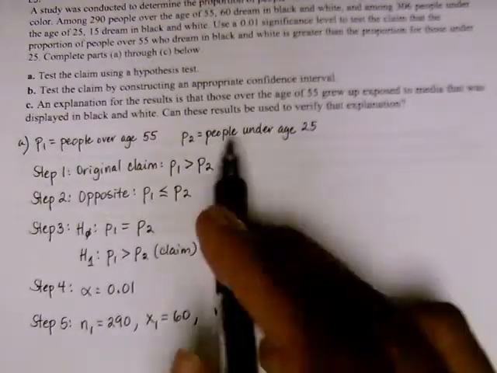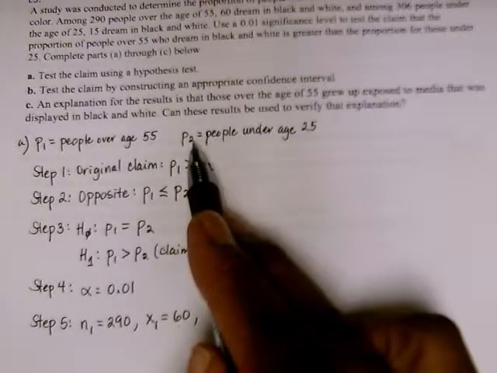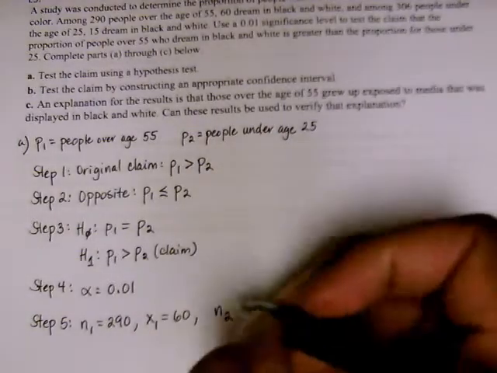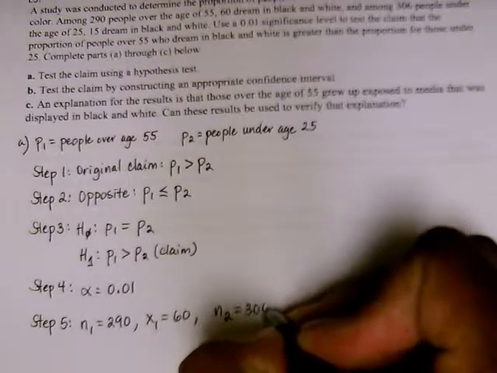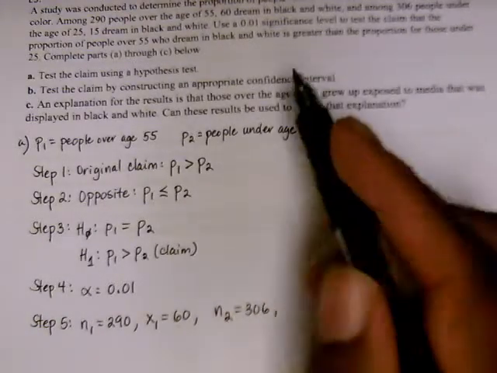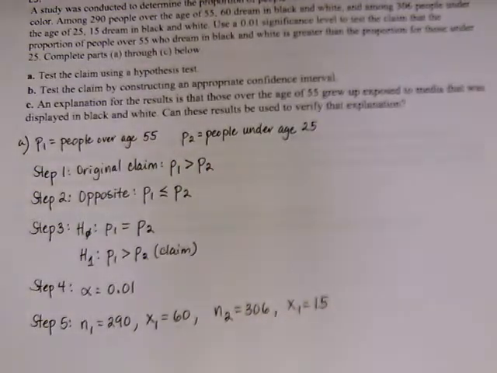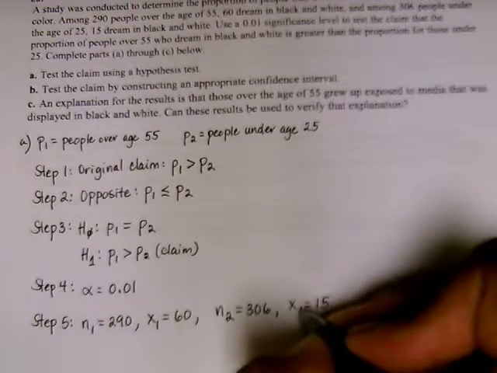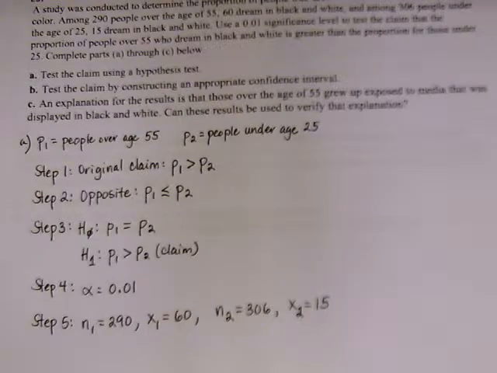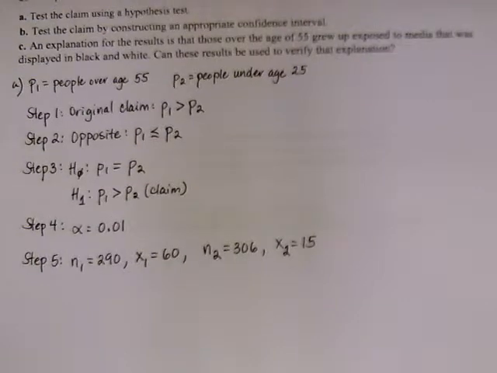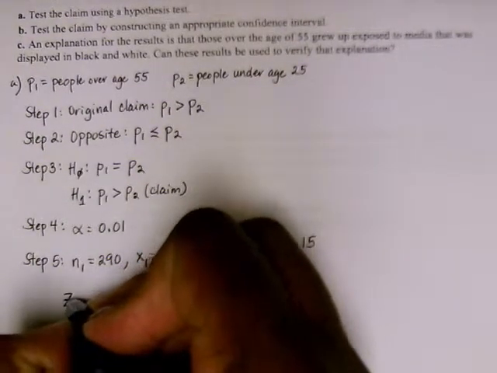Now N2 is going to come from the proportion of people under the age of 25. You're told among 306 people under the age of 25, so N2 will be 306. And then you're told 15 dream in black and white, so X2 is 15. Okay, now, this is all we're going to need to use our TI-83 or the TI-84 Plus graphing calculator to come up with the Z test statistic.